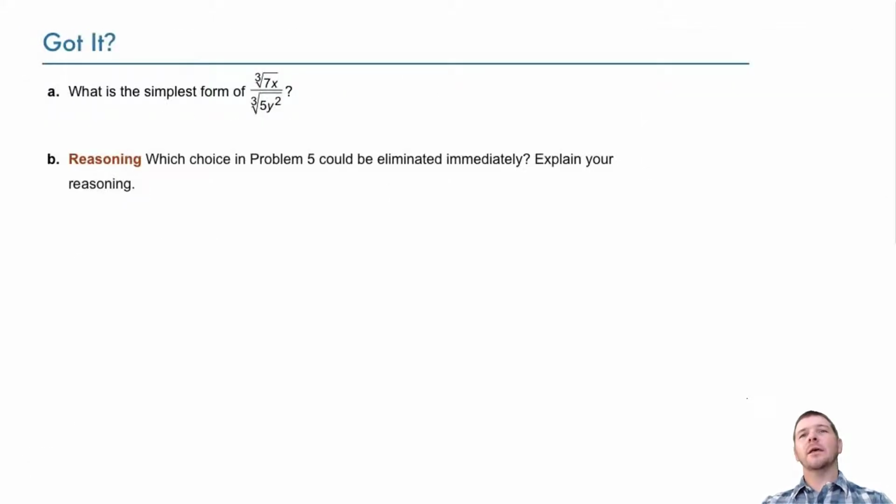Your turn, part A. What is the simplest form of the cube root of 7x over the cube root of 5y squared? And part B, a reasoning item. Which choice in problem 5 could be eliminated immediately? Explain your reasoning.